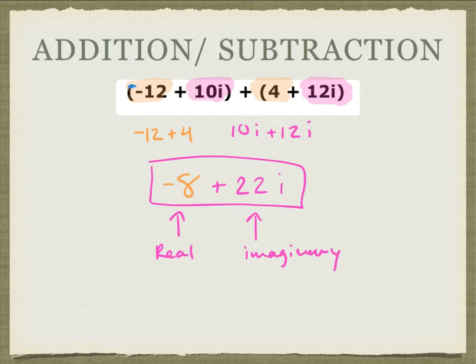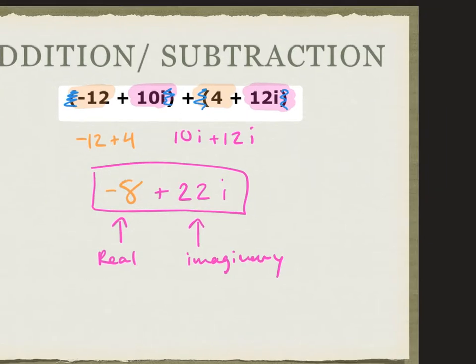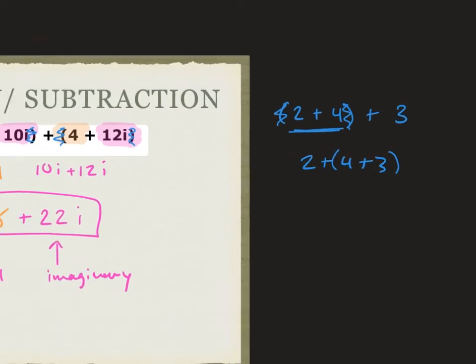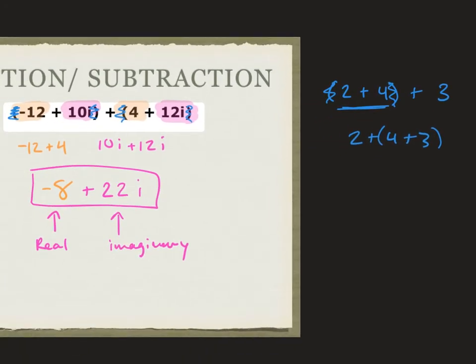So since we're adding, we can just get rid of the parentheses because we're adding everything together. So it doesn't matter. Because we could say 2 plus 4 plus 3. The parentheses here don't matter because you're just adding everything together. So whether you added 2 plus 4 first or the 4 plus 3 first, you'd get the same answer. So parentheses, when you're adding, don't matter. They do matter when you're subtracting, though.